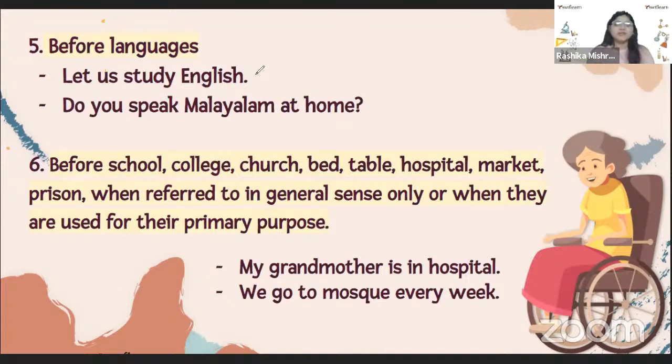Now, we have another example here. Do you speak Malayalam at home? Malayalam is also a language, so we will not use any article here.